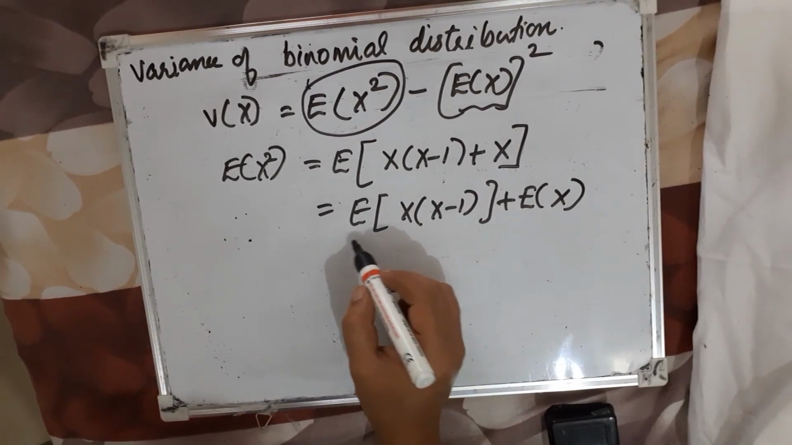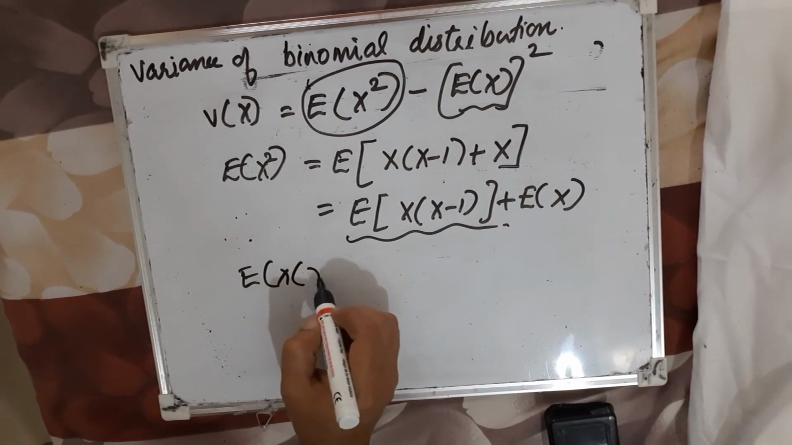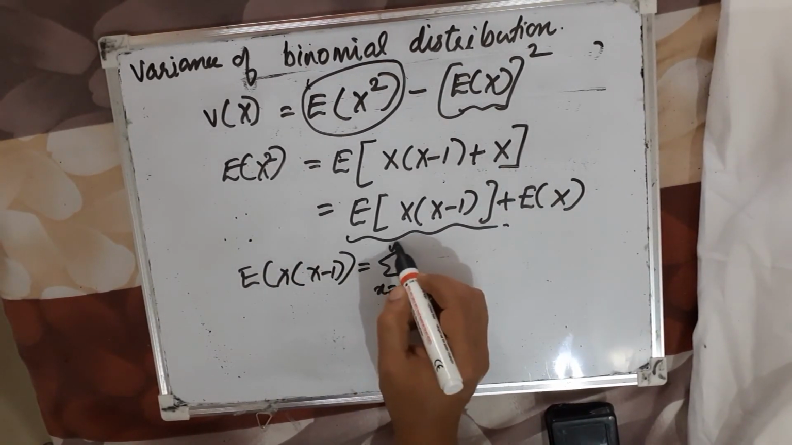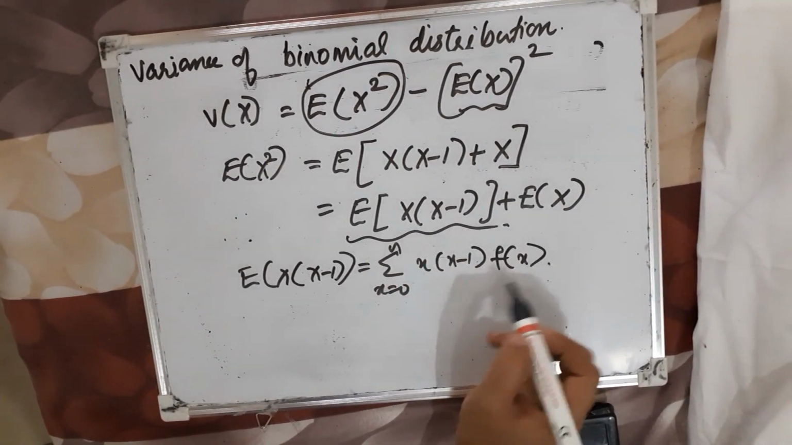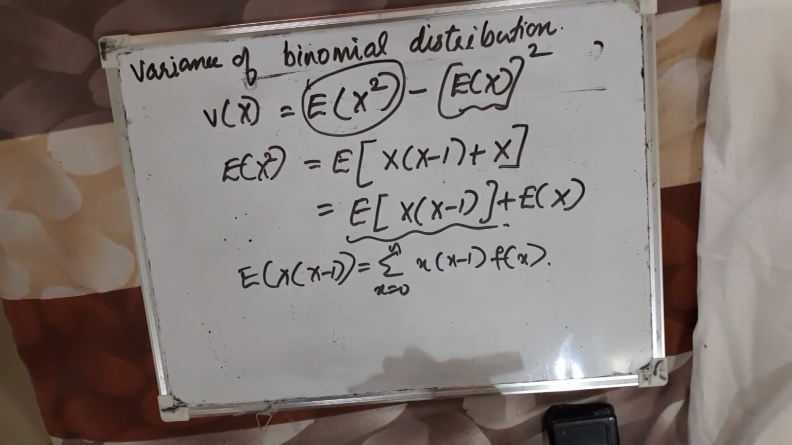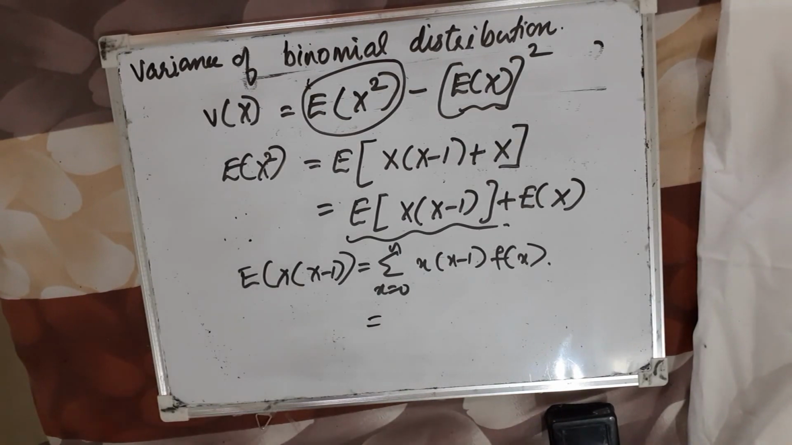Then calculate expectation of x into (x minus 1). Expectation of x into (x minus 1) is equal to sigma x equal to 0 to n of x into (x minus 1) into f(x). Then, as in the case of the mean of the binomial distribution, simplify this and solve. Please try it by yourself.